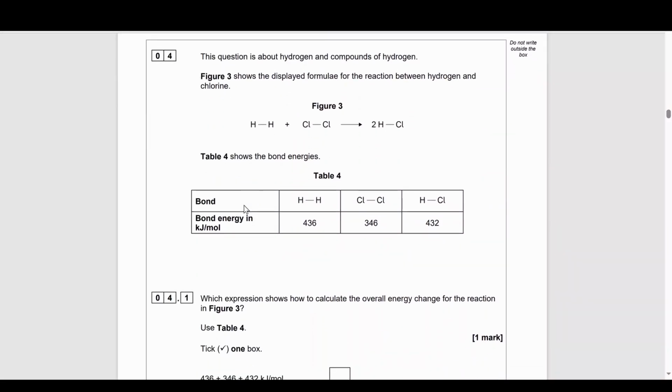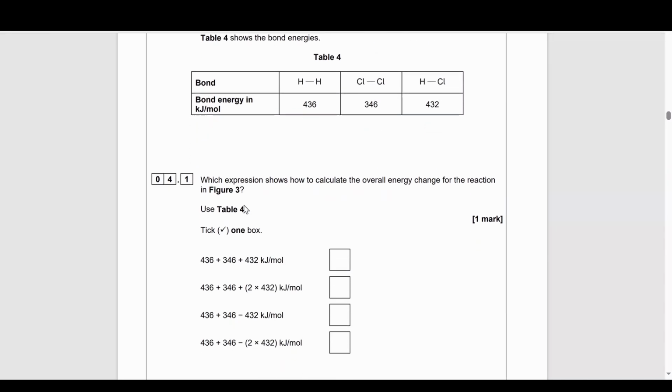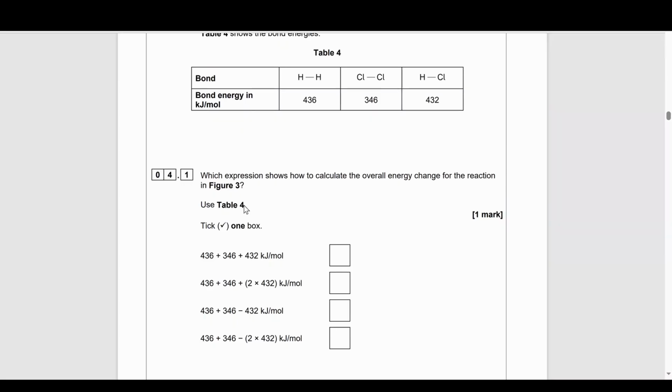Question 4. This question is about hydrogen and compounds of hydrogen. Figure 3 shows the displayed formulae for the reaction between hydrogen and chlorine. Table 4 shows the bond energies. So we're given the bond energies for each of the reactants and the products. 4.1. Which expression shows how to calculate the overall energy change for the reaction in figure 3? Use table 4. Tick one box.